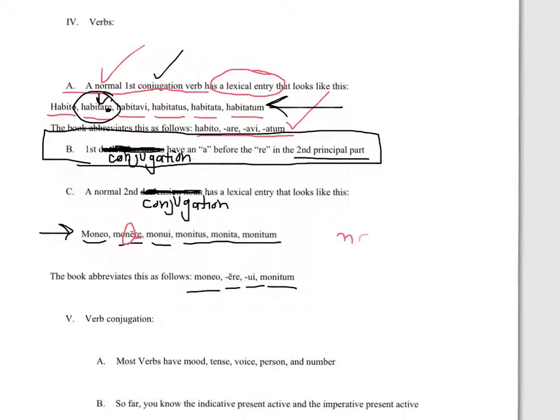So the second principal part of monere looks like this, whereas the second principal part of amare, for example, looks like this. Amare has an A before the RE. Monere has a long E before the RE. An A before the RE in the second principal part makes this a first conjugation verb. A long E before the RE makes this a second conjugation verb. That pattern will hold true for every single word you can find in the dictionary. So now you know the difference between first conjugation verbs and second conjugation verbs.